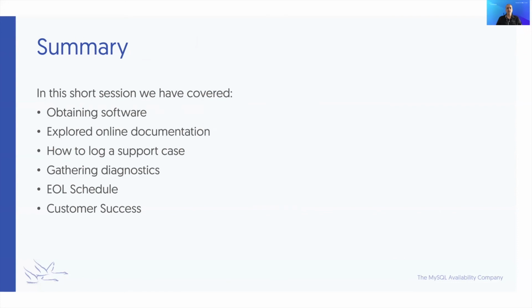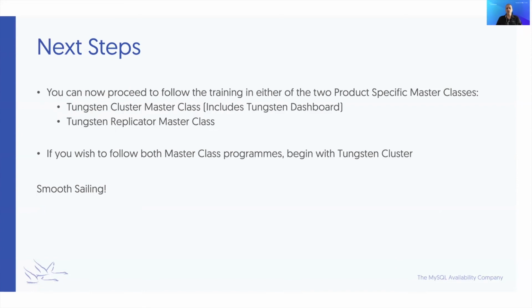So in summary, we've talked about where to find the software, how to obtain it, where the documentation is, login, support cases, diagnostics, the EOL and release schedule, customer success, and the CAB meetings. So I hope you found this useful. As I say, it was a short video just to introduce those elements for you before you now progress onto the more product-specific masterclass training, whether that's the Tungsten cluster training or the Tungsten replicator training.